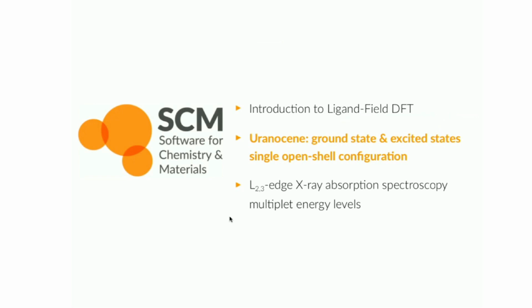So I will show you two examples of LFDFT calculation. First is an actinide compound, uranocene. We are going to calculate the ground state and the low-lying excited states of uranocene, which arise from the 5f2 uranium electron configuration. And then later on, we will go to the L2,3 X-ray absorption application.